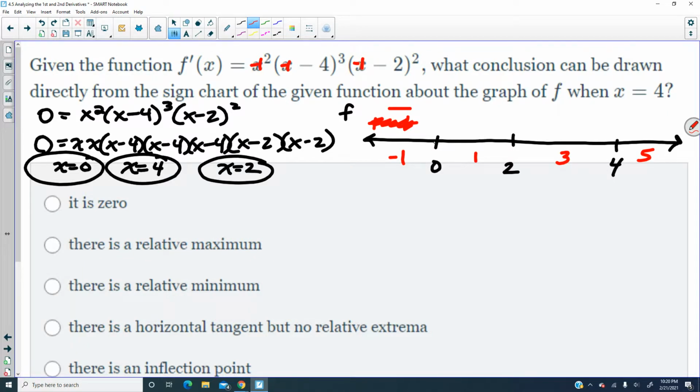Now let's try in between 0 and 2. Well, actually, we're really only concerned about what happens at 4. So let's jump over here. Let's substitute in 3. So 3 squared is positive. 3 minus 4 is negative. A negative cubed is negative. And 3 minus 2 is positive, and positive squared is positive. So positive, negative, positive is a negative number. Substitute in 5.